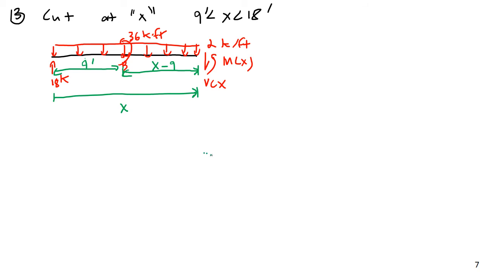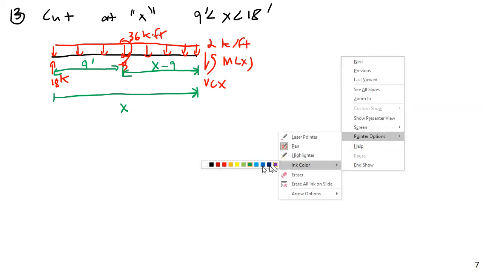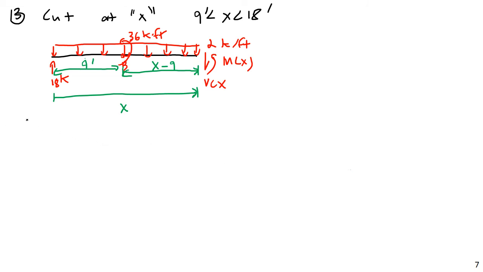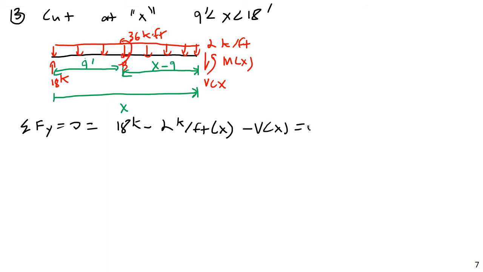So then I'm just going to go ahead and do the same kind of thing I've done before. Sum of forces in the y direction is equal to 0. So I'll get 18 kips minus 2 kips per foot times x minus V of x equals 0. And then V of x is equal to 18 kips minus 2x.